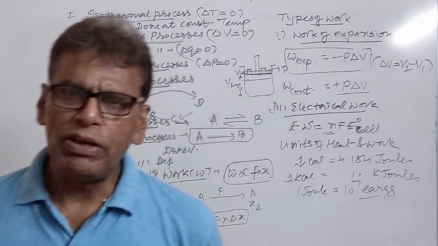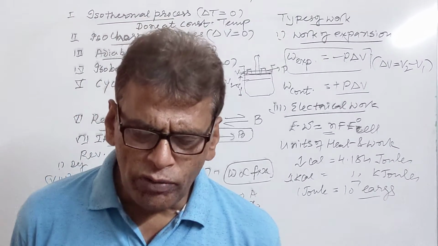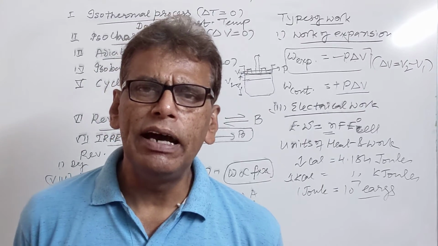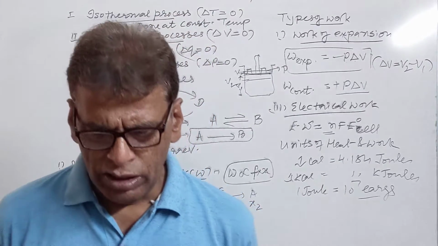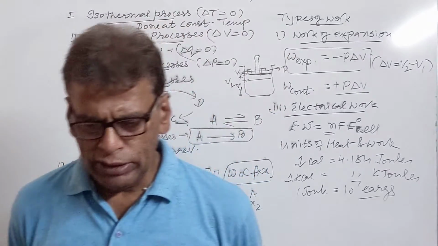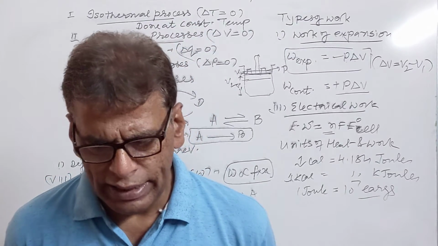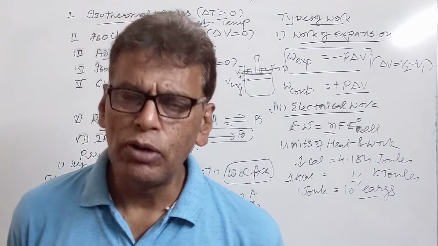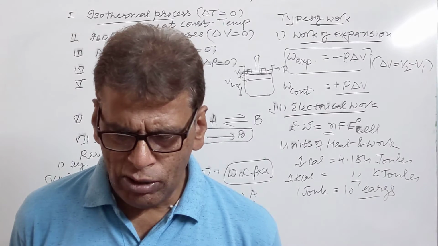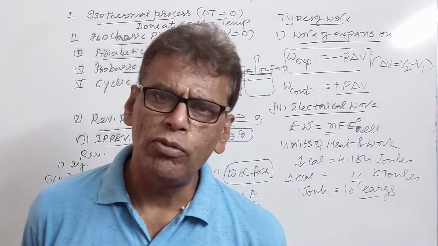Now, what is the difference between heat and work? We can say work is an organized form of energy while heat is an unorganized form of energy. Work can be used to change the state of the system. Heat is not completely used. Some of the heat is lost during the process. So heat is an unorganized form of energy while work is an organized form of energy.